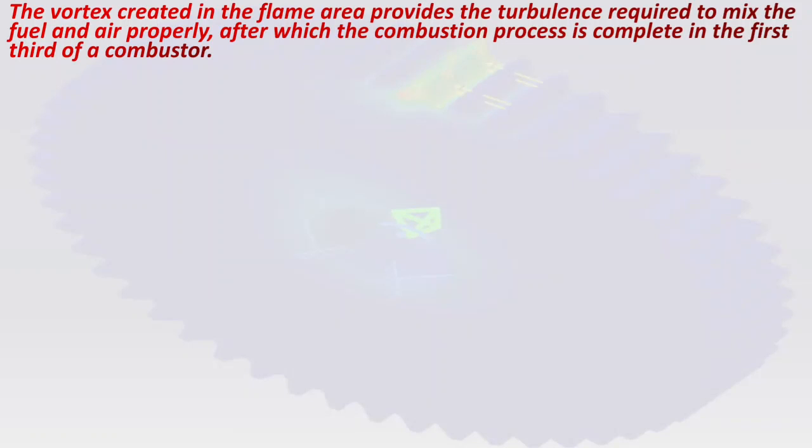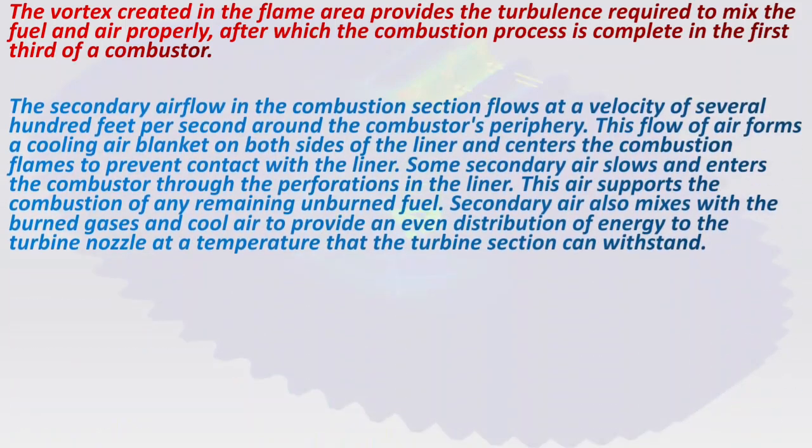The vortex created in the flame area provides the turbulence required to mix the fuel and air properly, after which the combustion process is complete in the first third of a combustor. The secondary airflow is the combustion section flow at a velocity of several hundred feet per second around the combustor periphery. This flow of air forms a cooling air blanket on both sides of the liner and centers the combustion flame to prevent contact with the liner.